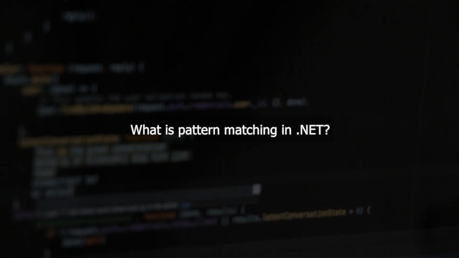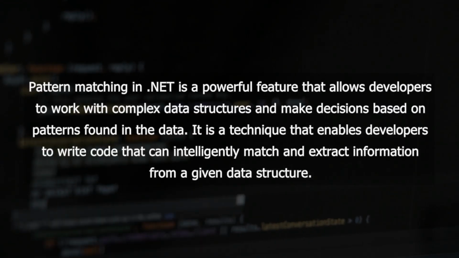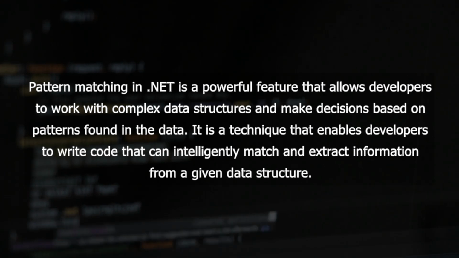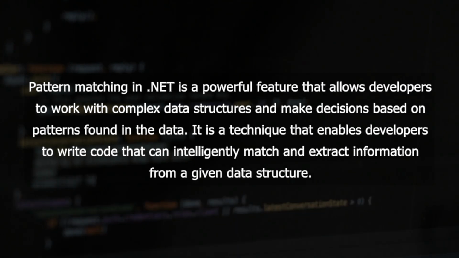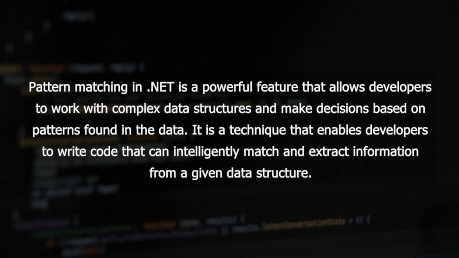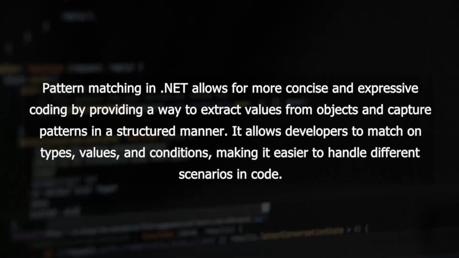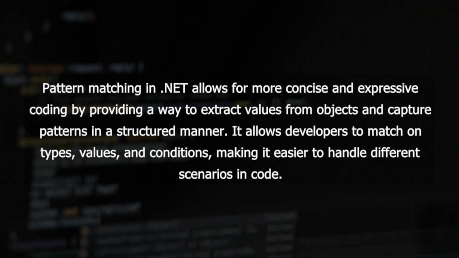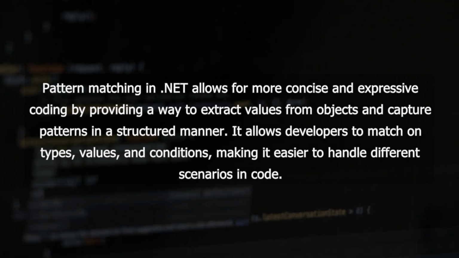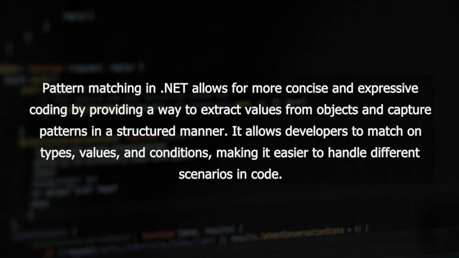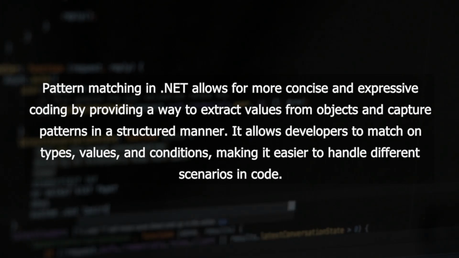What is pattern matching in .NET? Pattern matching in .NET is a powerful feature that allows developers to work with complex data structures and make decisions based on patterns found in the data. It is a technique that enables developers to write code that can intelligently match and extract information from a given data structure. Pattern matching in .NET allows for more concise and expressive coding by providing a way to extract values from objects and capture patterns in a structured manner. It allows developers to match on types, values, and conditions, making it easier to handle different scenarios in code.